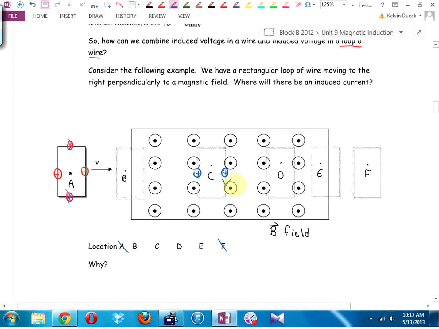Which way will the back charge feel a force? Try it, please. Which way is the back charge moving? To the right. Which way is the magnetic field? Out of the page. Which way will the back charge feel a force? Also down. We looked at this last day. We said, you know what? You get a net current of 0. Situation D and situation C are both the same. They're both in the magnetic field. You don't get any current generated.